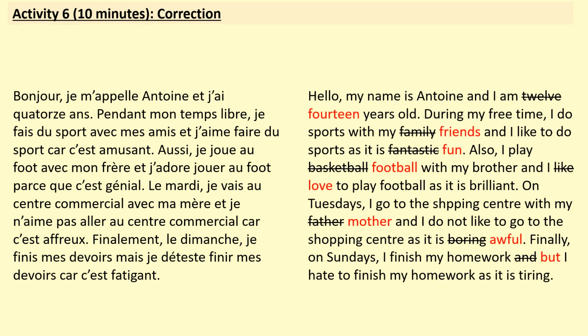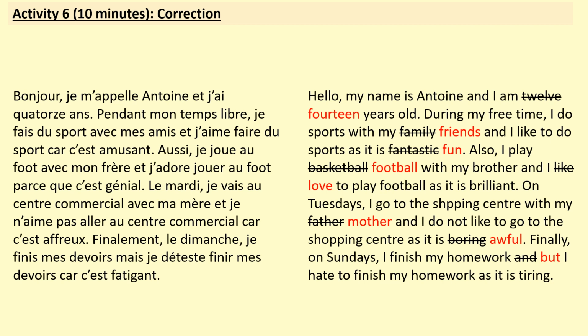Well done. Let's now go through the answers. So the first one, as we knew from before, was that he wasn't actually 12 years old, he was actually 14, because he says j'ai 14 ans. The second mistake was when he said I do sports with my family, because he says in French, je fais du sport avec mes amis. Mes amis is my friends. We had to correct family to friends.